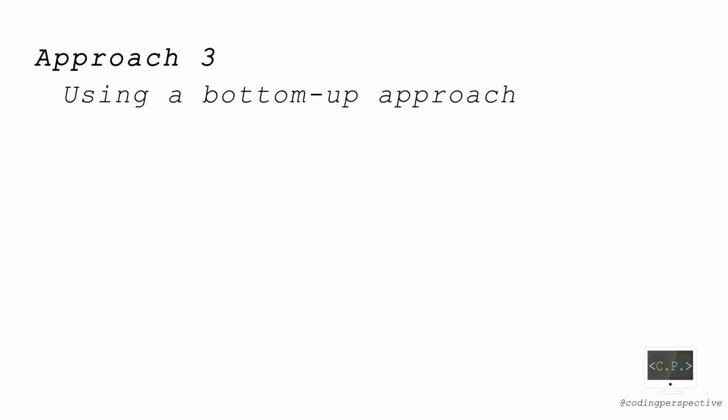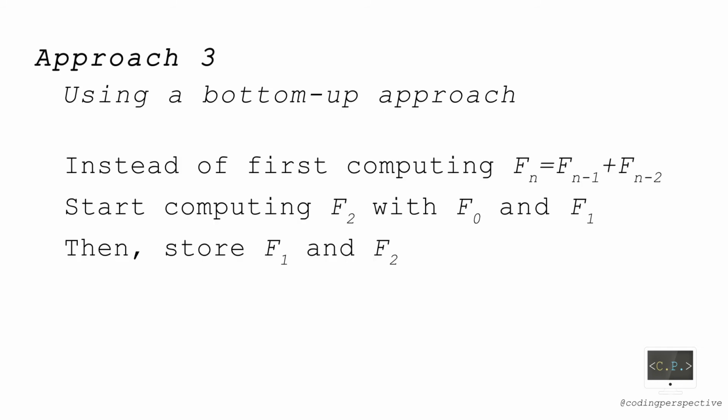Lastly, I will show you the best approach to code the Fibonacci sequence. We will basically use a bottom-up approach. That is, to compute fn, instead of first computing fn-1 and fn-2 as in the previous approaches, we will start computing from f0 and f1 and store only the last 2 members of the sequence in an iterative approach.